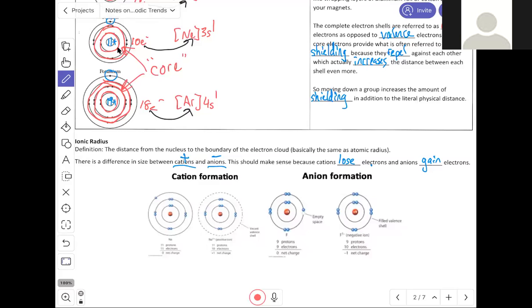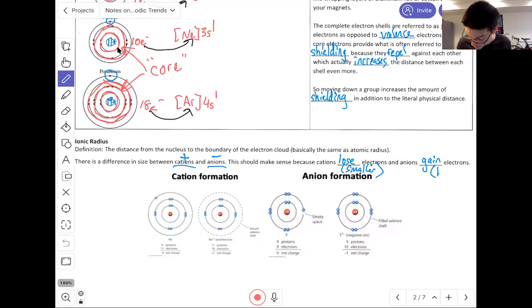Bigger. Losing something makes you bigger here? For once, it's not opposite land. Losing actually is going to make you smaller, and gaining actually is going to make you bigger. For once, I'm not actually going to make things difficult. So if I'm losing electrons, I do get smaller. And if I gain, I do get bigger. For once, the words actually make sense. But if we look at the picture, it can make even more sense.